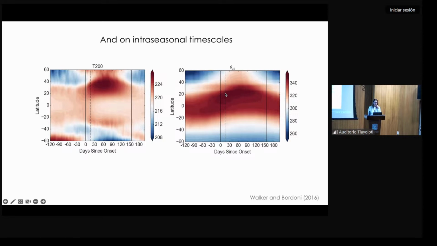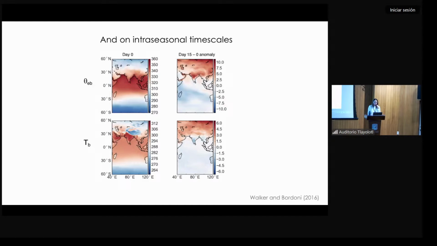And again, notice how this is preceded by the buildup of this large maxima in equivalent potential temperature in the boundary layer. But here, what I really want to show you is, again, how this maxima in moist static energy or equivalent potential temperature, or these variables are strongly connected to one another, are driven by moisture. They are not driven by temperature.